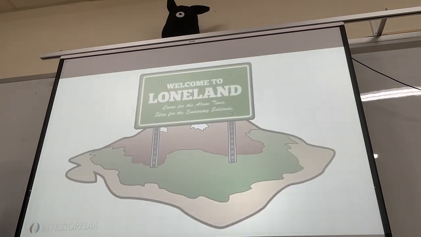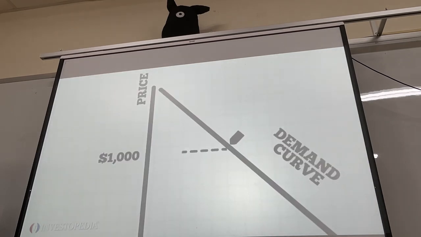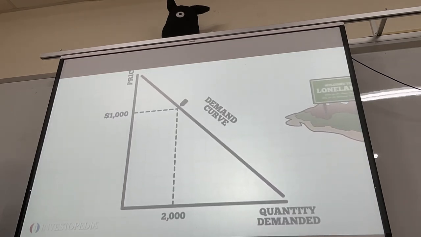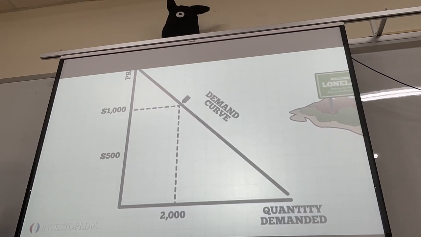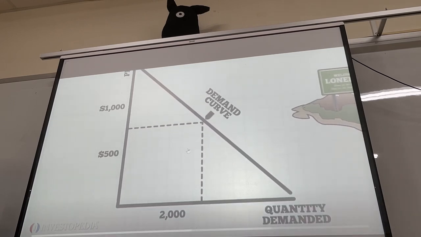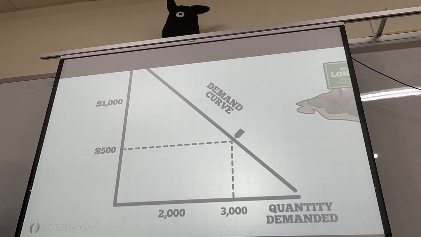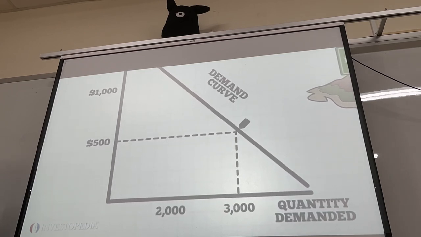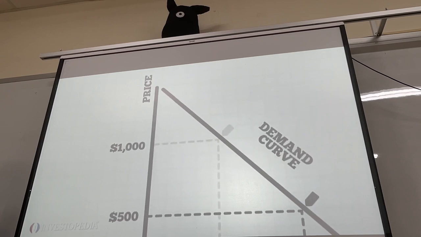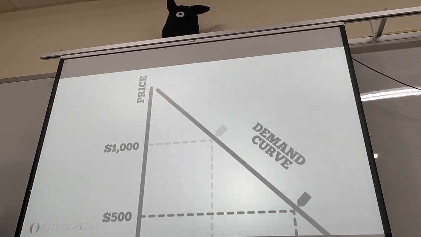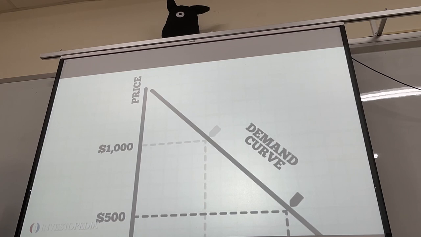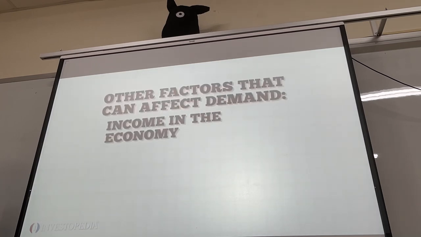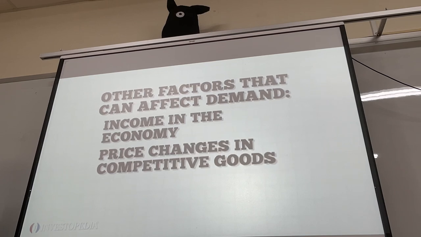The people of Loanland are willing to pay $1,000 for a computer when there are 2,000 computers in the market. However, if the price falls to $500, if the price goes down, I will buy more. This is an example of a change in the quantity demanded where price is the only variable affecting quantity demanded. In real life, things other than price can affect demand, including income in the economy. We'll talk about that later, but are we good?